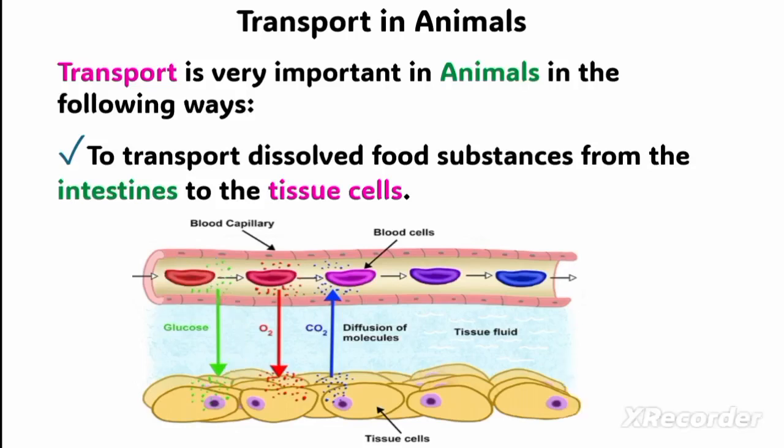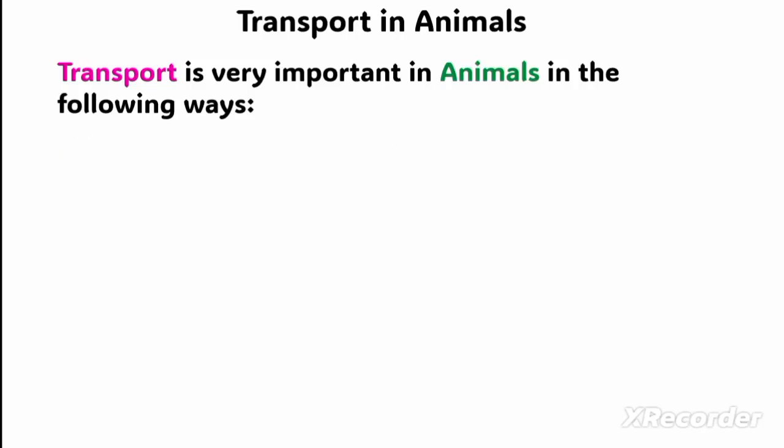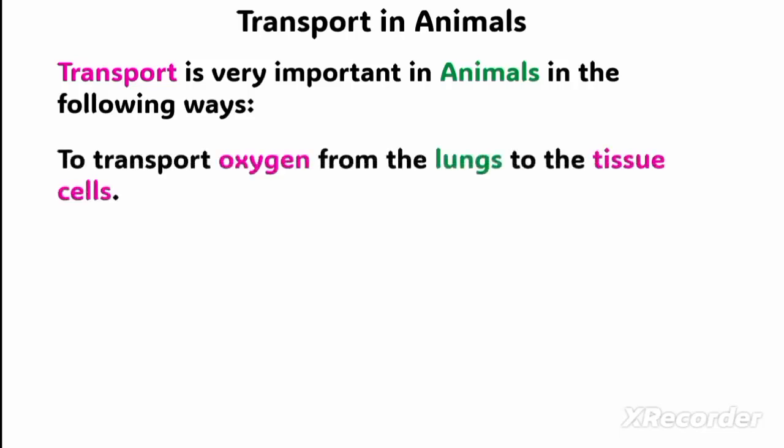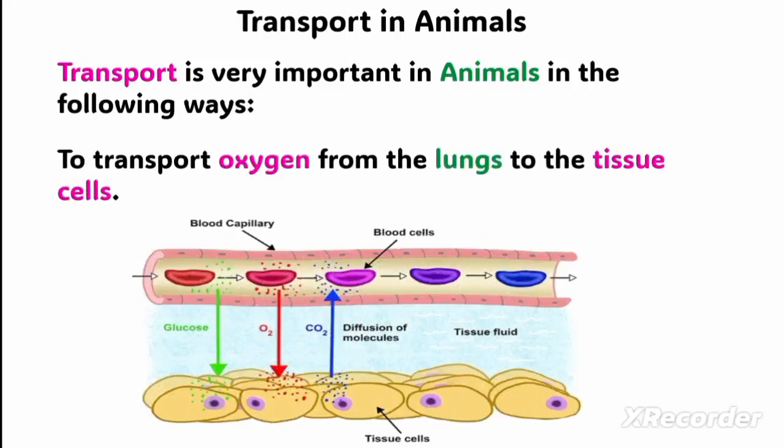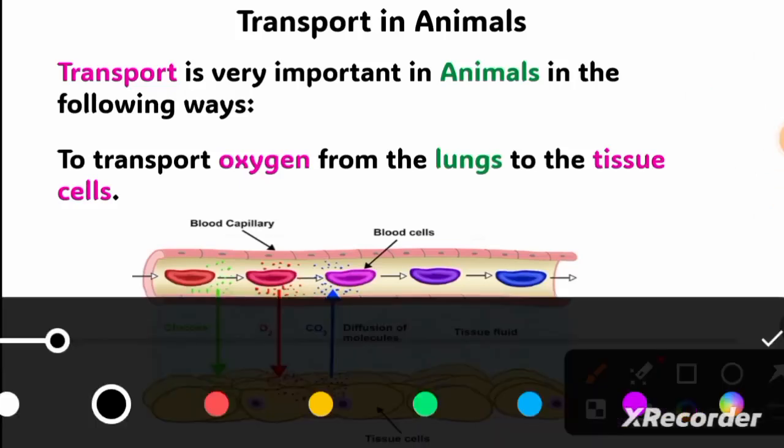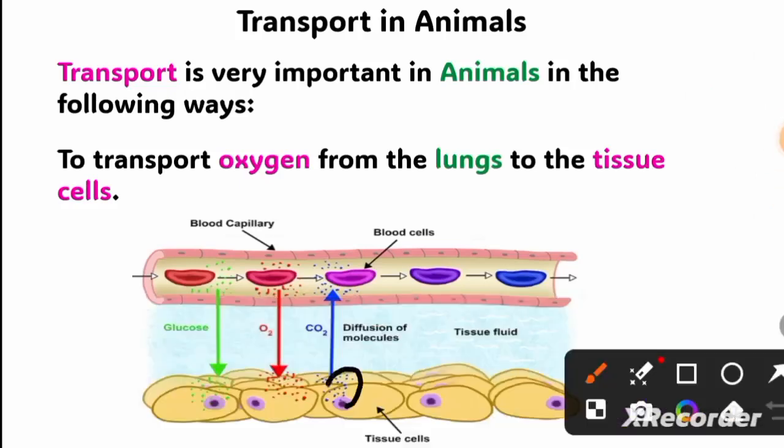So we have seen that the transport system is important in the transportation of oxygen. The same transport helps to transport carbon dioxide. As we can see, it is helping to transport carbon dioxide from the tissue cells to the blood vessel, so that carbon dioxide can be filtered out.